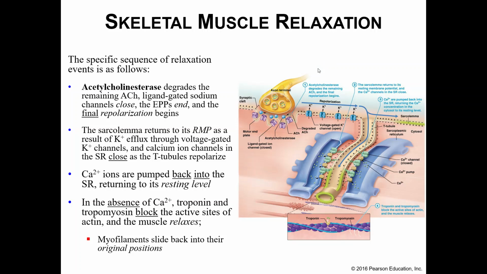First thing, we'll have to stop sending an action potential down the terminal. We'll have to stop releasing acetylcholine. Any acetylcholine that is already in the cleft, we're going to have to get rid of. We have an enzyme called acetylcholinesterase. That acetylcholinesterase will degrade any acetylcholine in the cleft. No more acetylcholine means no more activation of ligand-gated channels, which means no more end-plate potentials. Repolarization can finally start.